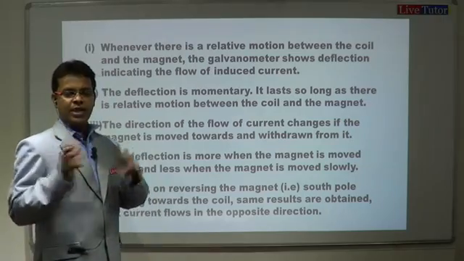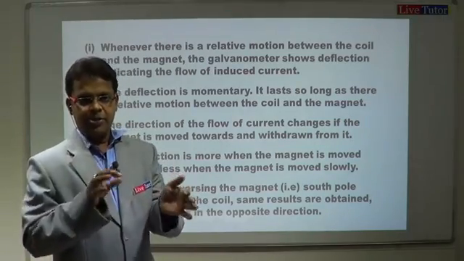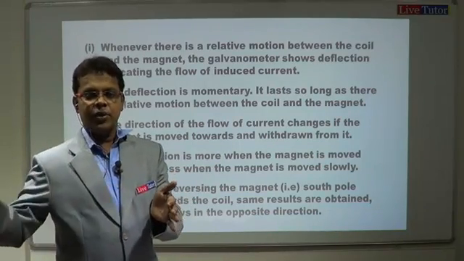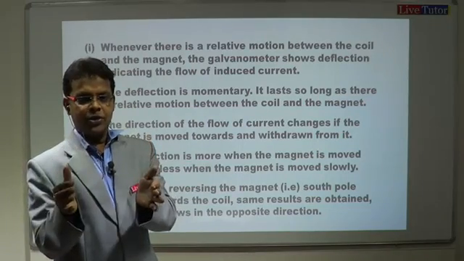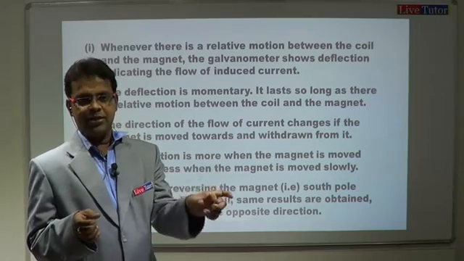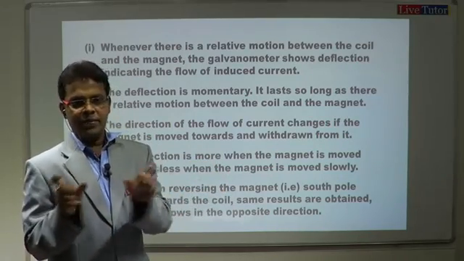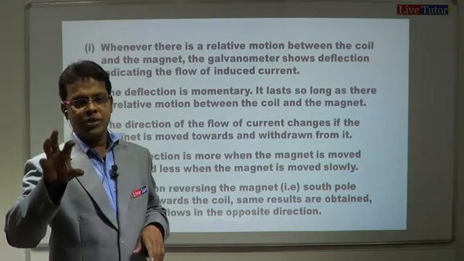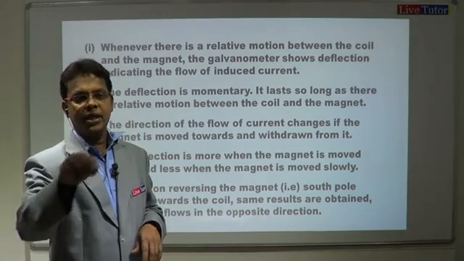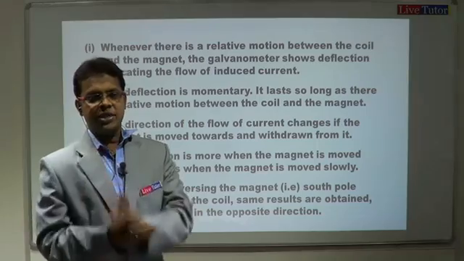What is meant by relative motion? I already told you in the beginning itself. Relative means with respect to each other. One is in a stationary position, another is moving. That is, the coil is at rest and the magnet is moved. Or the magnet is kept fixed and the coil is moved. That is called relative motion. Whichever of these two we do, the galvanometer shows deflection. And if there is galvanometer deflection, it indicates that current is flowing through the coil. Right? That is the first inference he made.